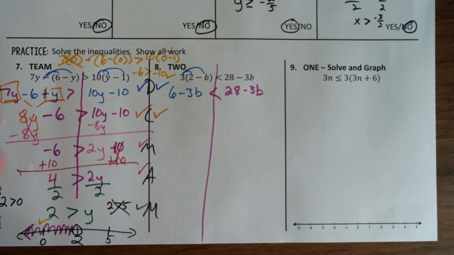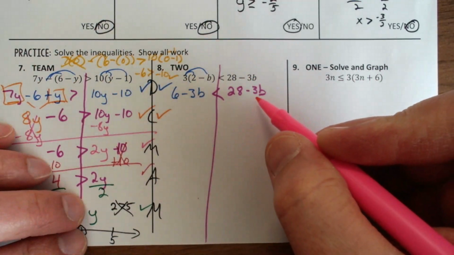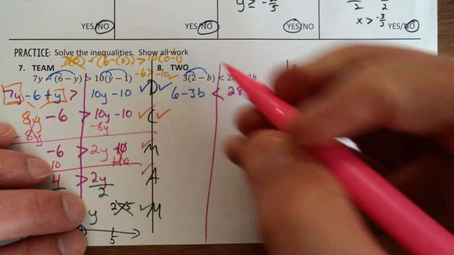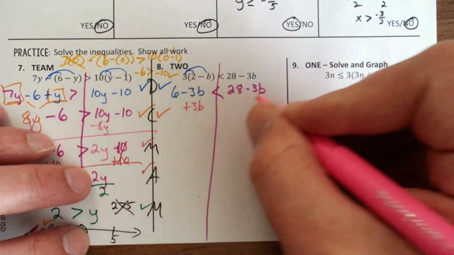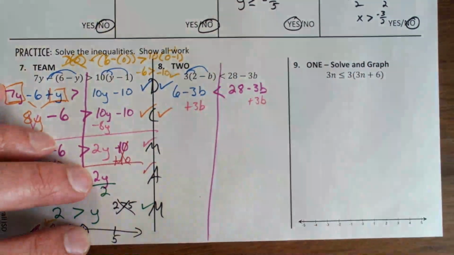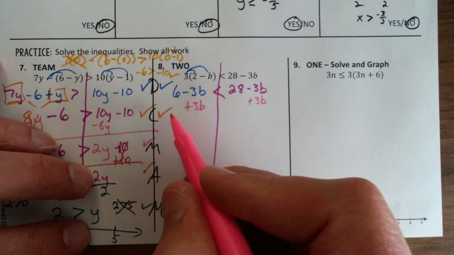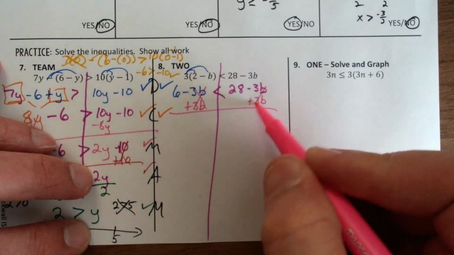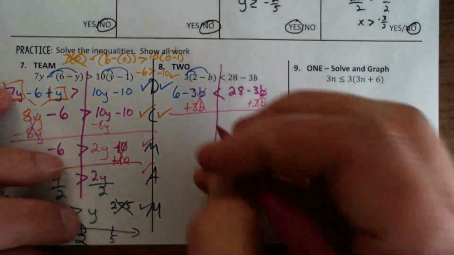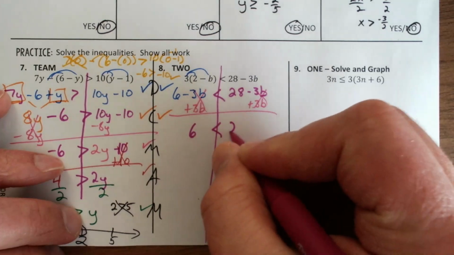Move the smallest variable. I have negative 3b over here. So I'm going to add 3b to both sides. Uh-oh. My 3b goes away. I'm left with 6 is less than 28.